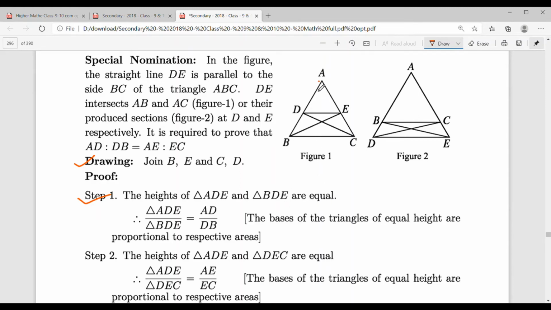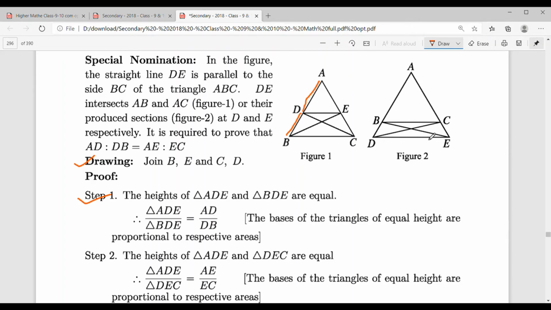If we take the base of the triangle ADE as AD and of BDE as BD, then the heights of these two triangles are equal. So from geometric proportion you can say that the areas of these two triangles are proportional to their bases. So area of the triangle ADE divided by area of the triangle BDE is equal to AD by BD.